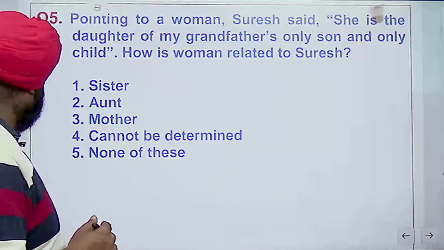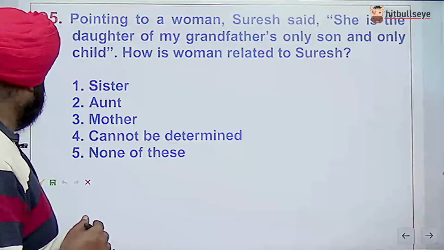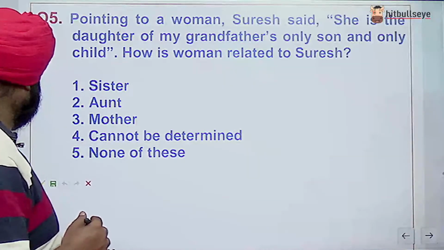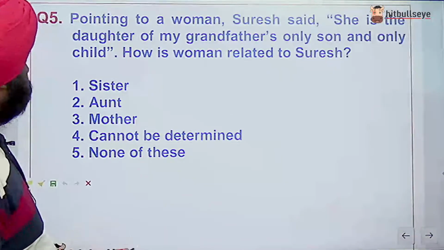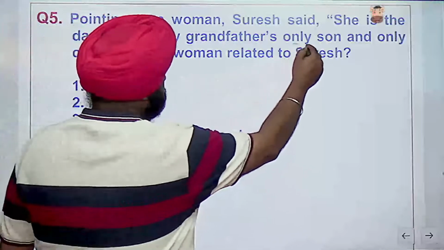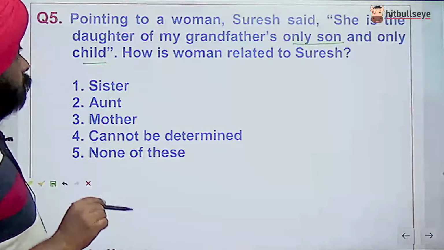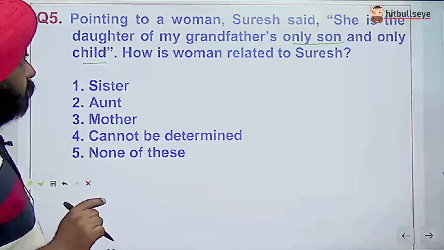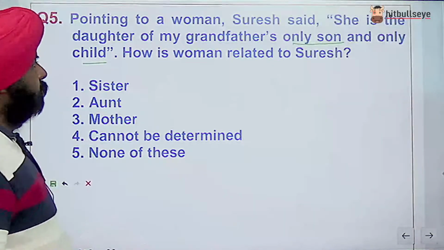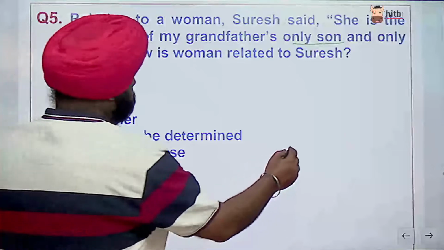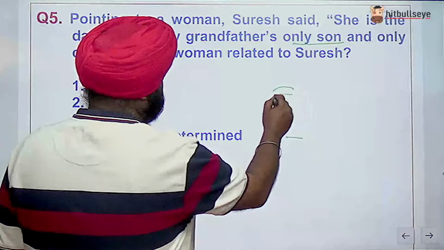Suresh said she is the daughter of my grandfather's only son and only child. This is being told about the grandfather's only son. It means the grandfather has only one son and no other child, no daughter, nothing else. So let us say Suresh is here. Suresh's grandfather will be in the third generation. Yes or no?